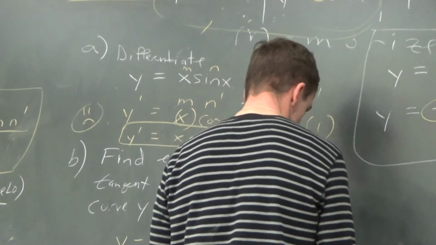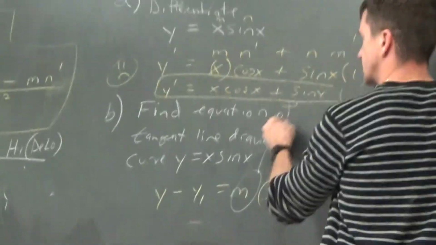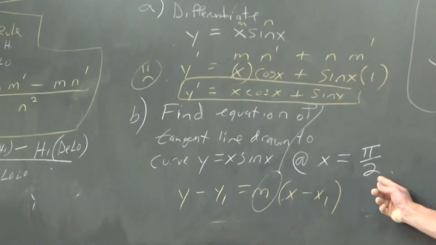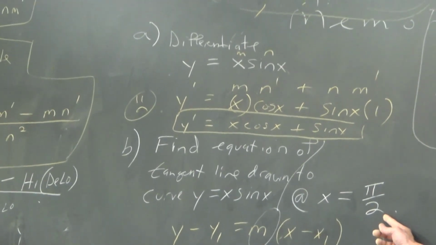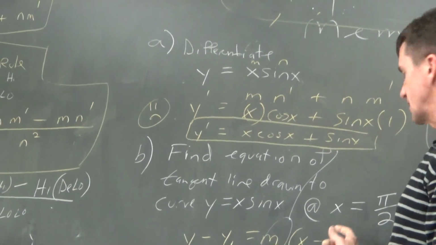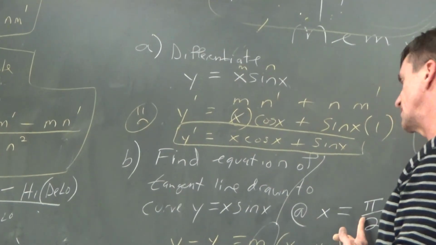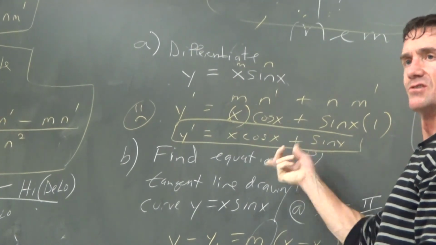Which one of these letters means derivative? There's your m. So that's this thing. But how do I find the associated y1 value at pi over 2? How do I get the y with this? Because there's x, that'll go there. How do I get the y1? I gotta plug this into the original, right?